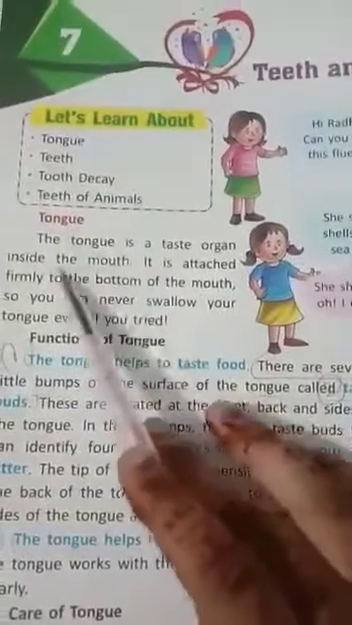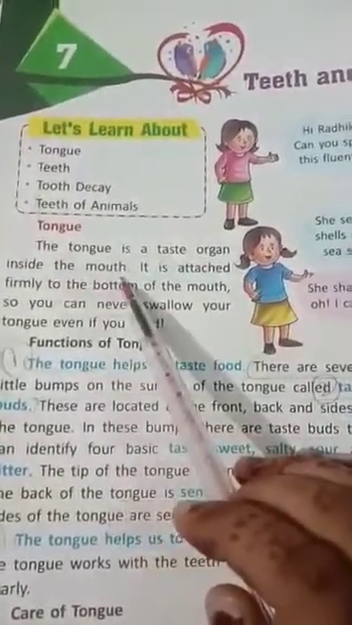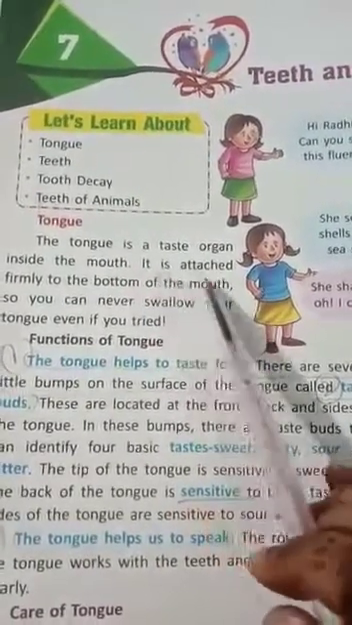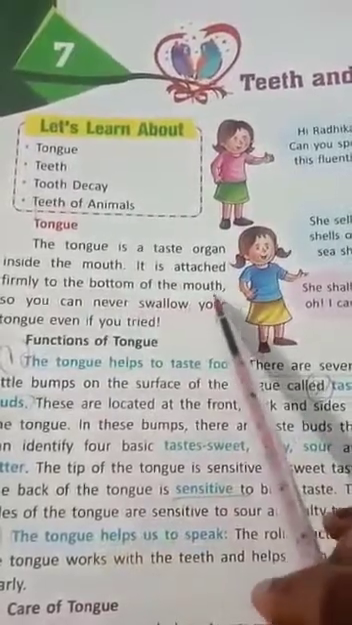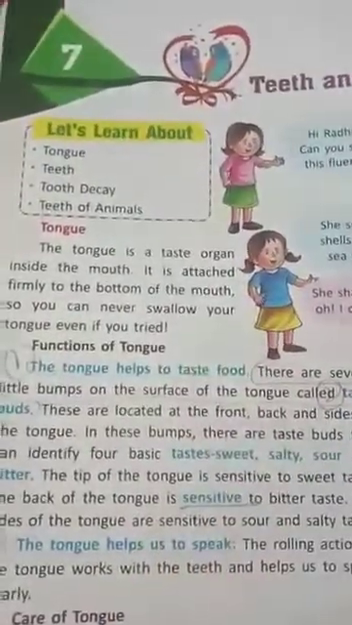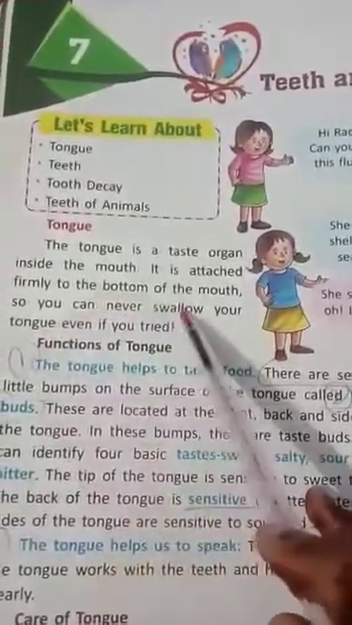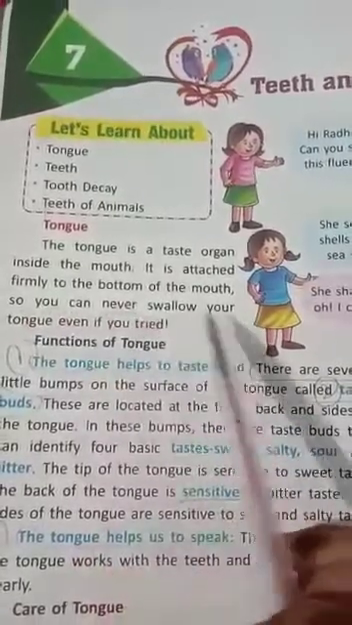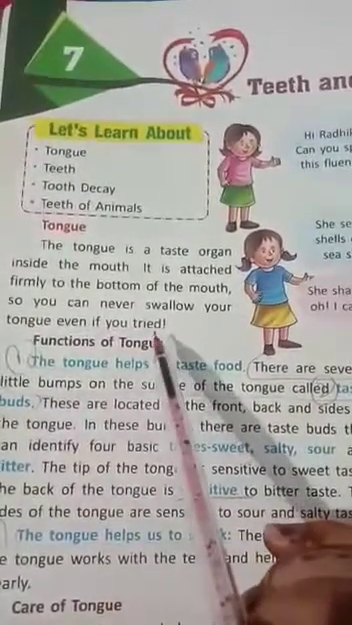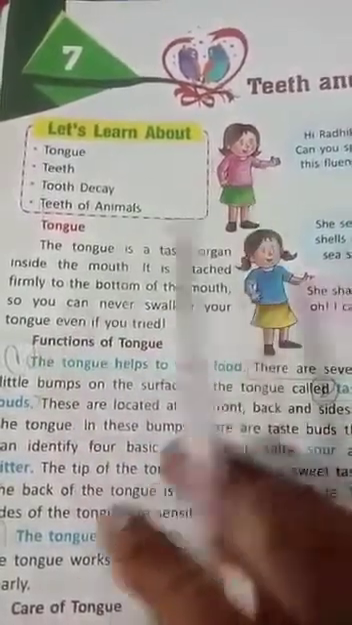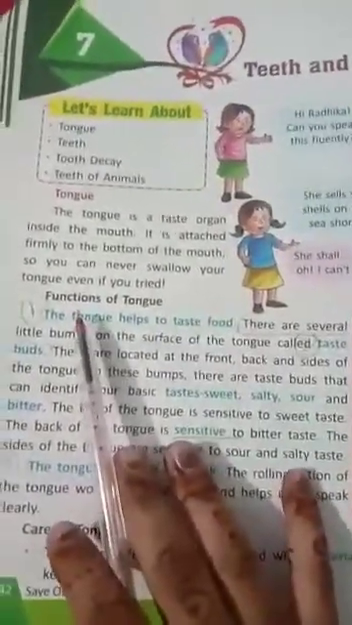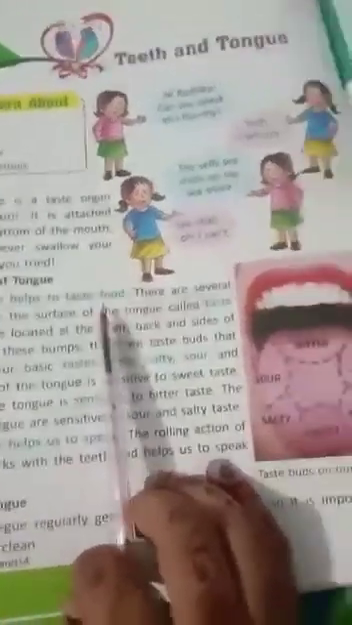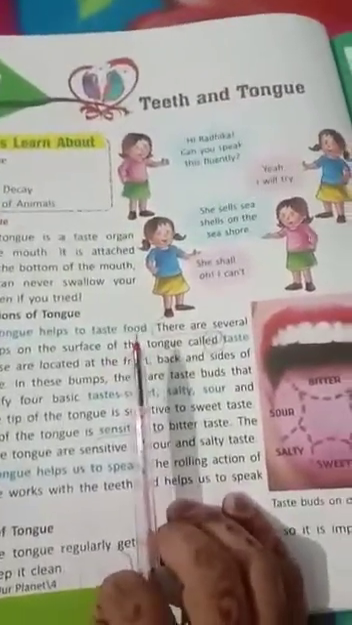So first is the tongue. The tongue is a taste organ inside the mouth. It is attached firmly to the bottom of the mouth. Firmly means very softly attached with our mouth. So you can never swallow your tongue even if you try. It is not possible. The function of the tongue is that it helps us to taste food.